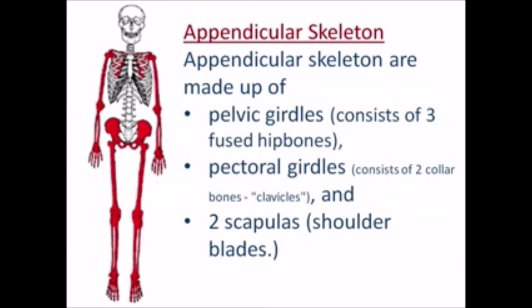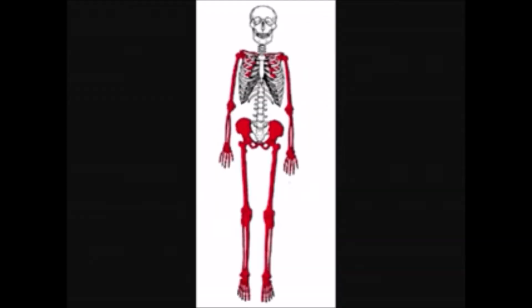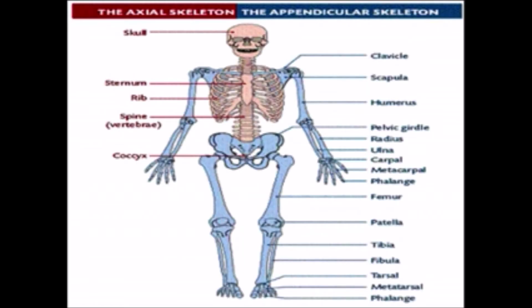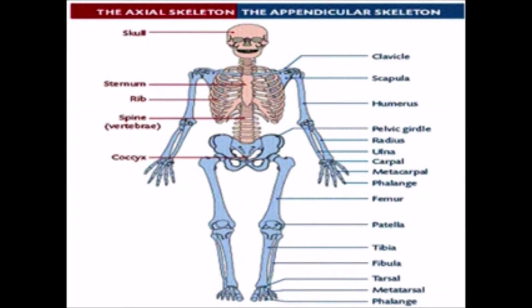Appendicular skeleton. The appendicular skeleton is made up of the pelvic girdle, which consists of 3 fused hip bones, and the pectoral girdle, which consists of 2 collarbones, the clavicles, and 2 scapulae, which are called shoulder blades. The axial skeleton and the appendicular skeleton put together make up the whole skeleton. Here the blue portion is the appendicular skeleton and the pink portion is the axial skeleton.